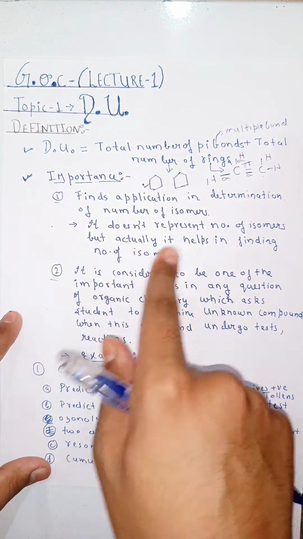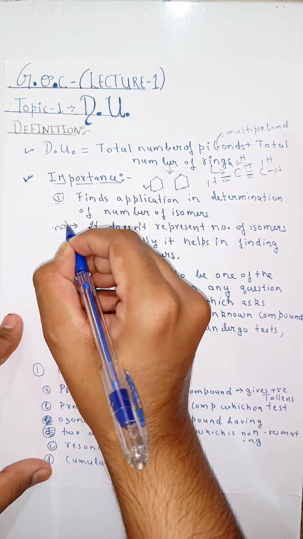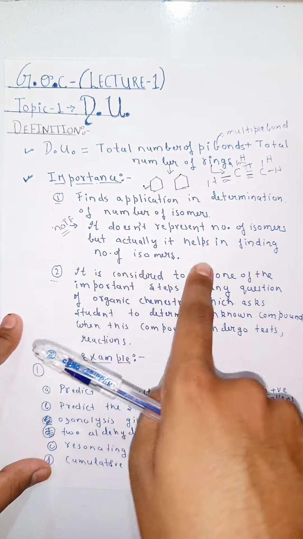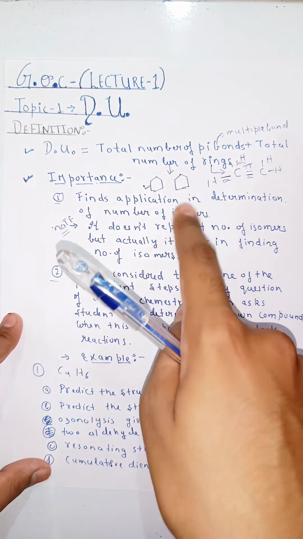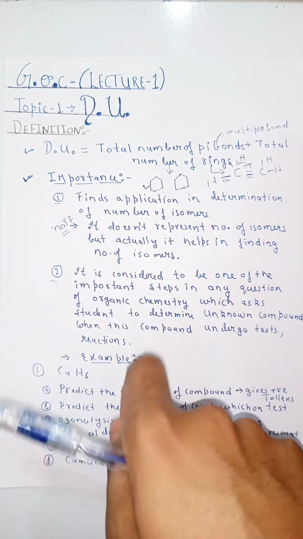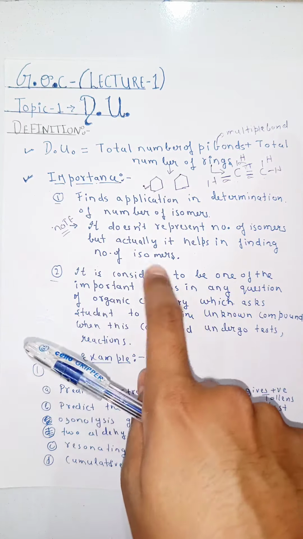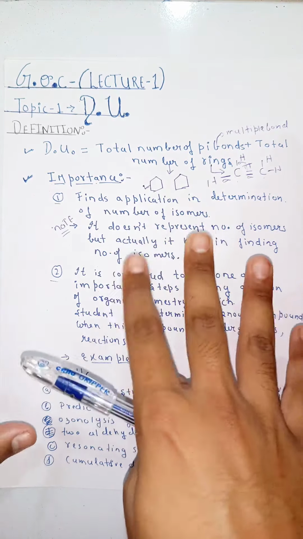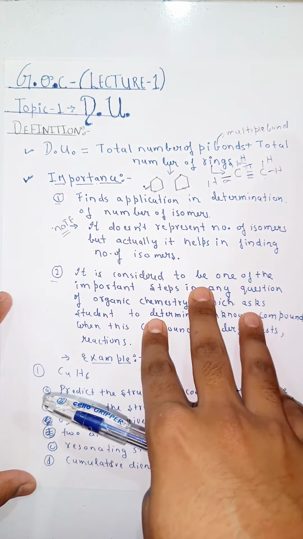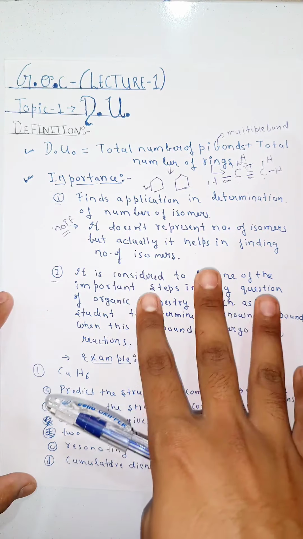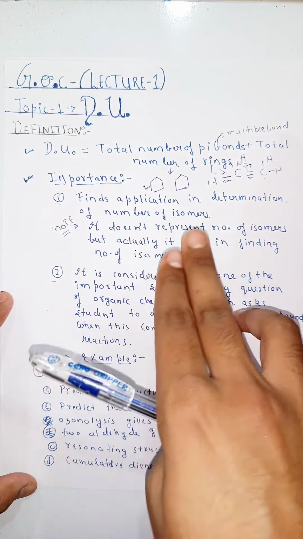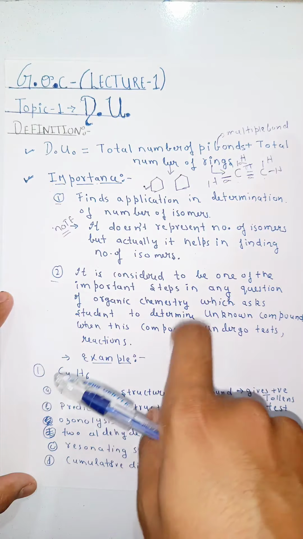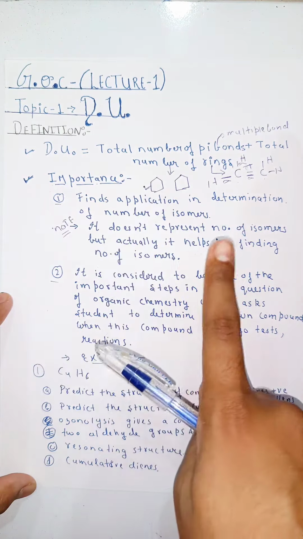Actually, I have also mentioned one note here. It doesn't represent the number of isomers, but it helps in finding the number of isomers. The DU of 1, 2, 3 is not the number of isomers of that compound. It is not the number of isomers in itself, but it helps in finding it. Okay, so please don't get confused. If you see a DU of 1, then it means one double bond or one ring is present in a compound. That doesn't mean that this compound has one isomer.